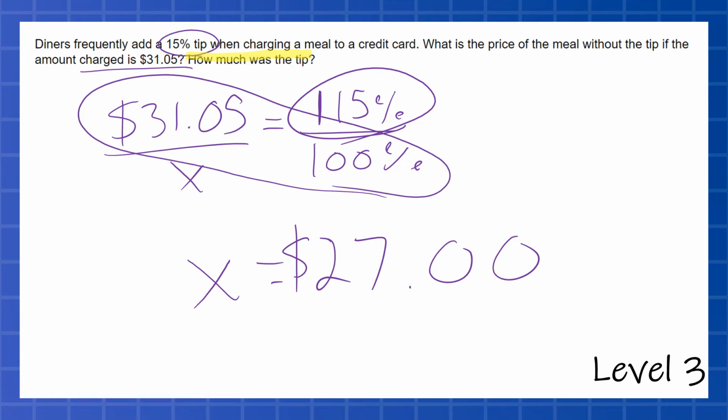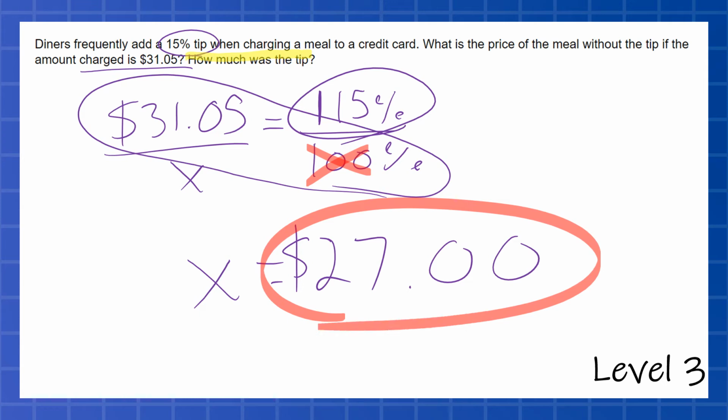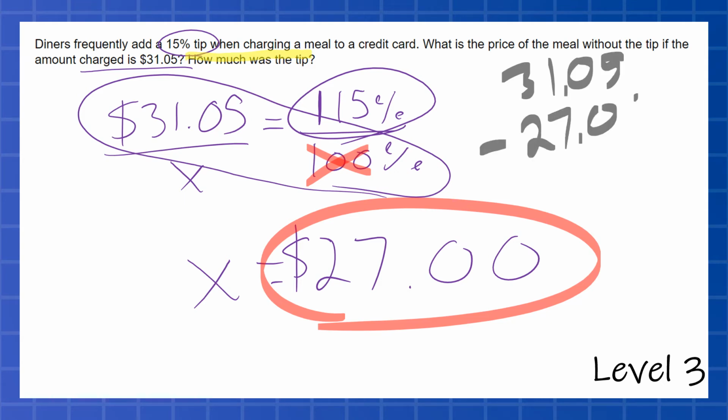In other words, I could either reset this up and change this right here to 15% instead of 100%, or I could take what I have here and subtract it from 31.05. So that's what I'm going to do. I'm going to take the 31.05 and subtract 27. And what I ended up with is a tip of $4.05.